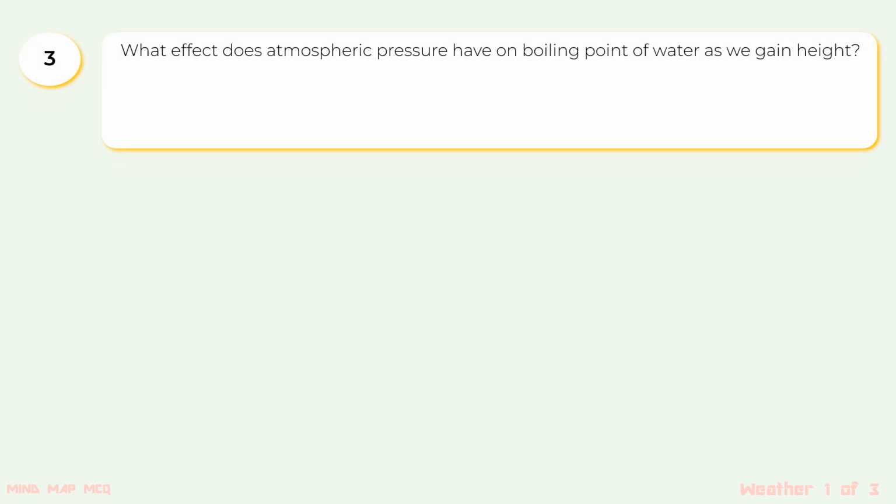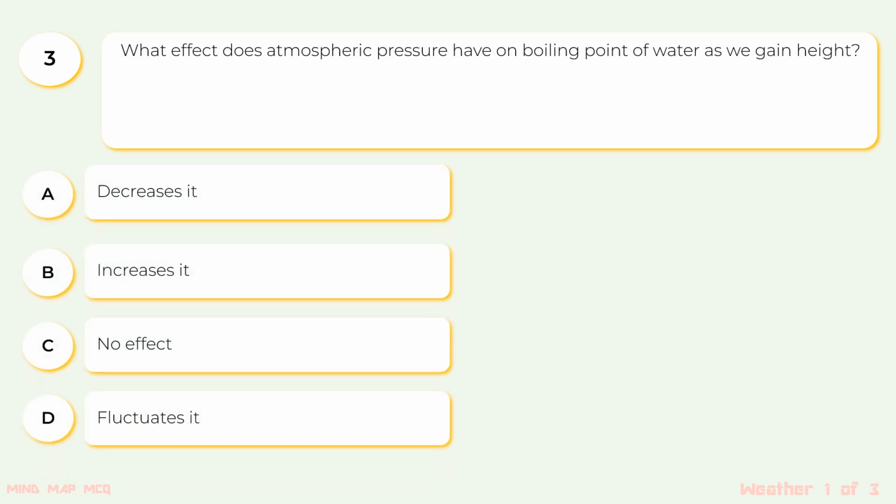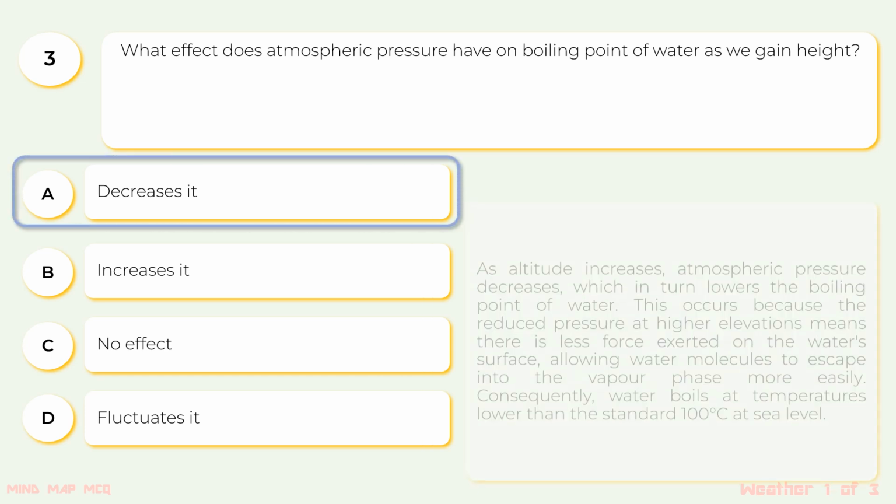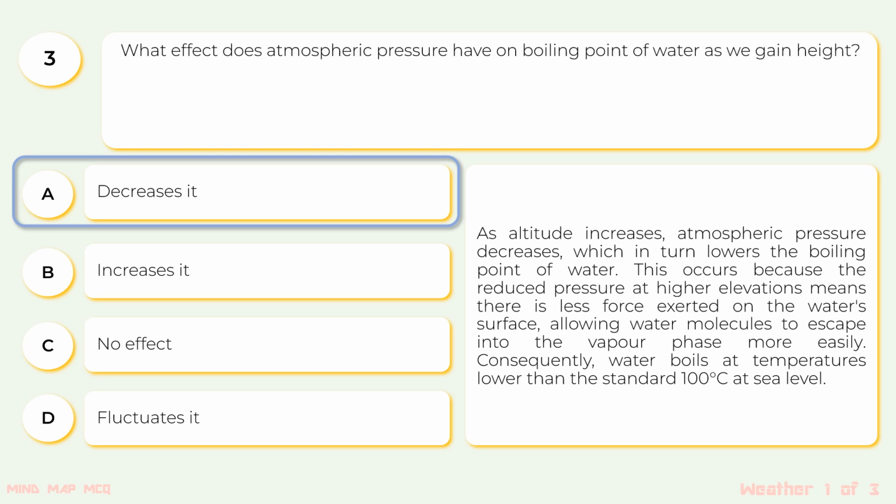3. What effect does atmospheric pressure have on the boiling point of water as we gain height? The options are A. Decreases it, B. Increases it, C. No effect, D. Fluctuates it. The correct option is A. Decreases it. As altitude increases, atmospheric pressure decreases, which in turn lowers the boiling point of water.